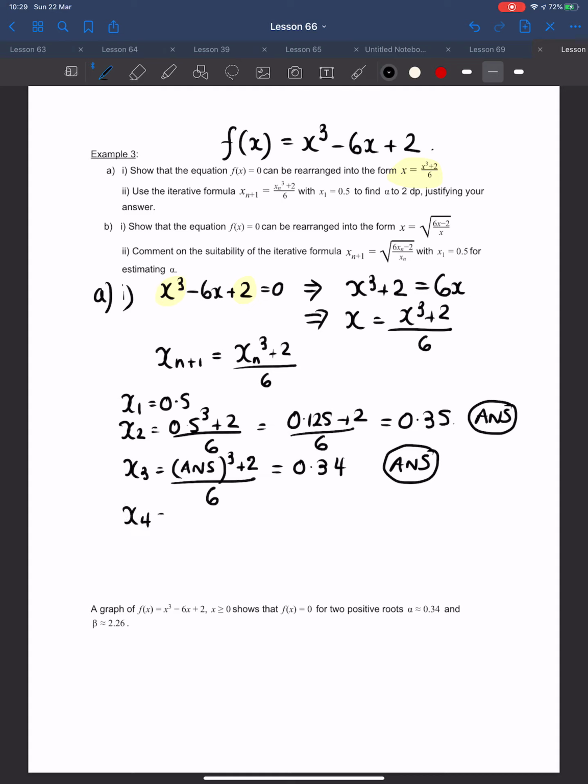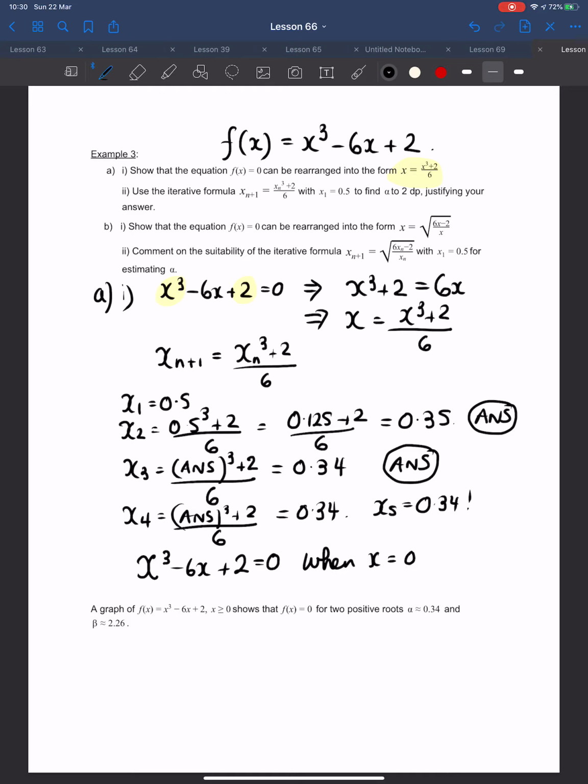And when we do x4, we do ans cubed plus 2 divided by 6. That's also 0.34. The book's actually gone on to show that x5 is 0.34 as well. But I would stop there because they've got one answer the same as the next answer. We can say that x cubed minus 6x plus 2 equals 0 when x is 0.34 to 2 decimal places. Okay, so that's all part A there.